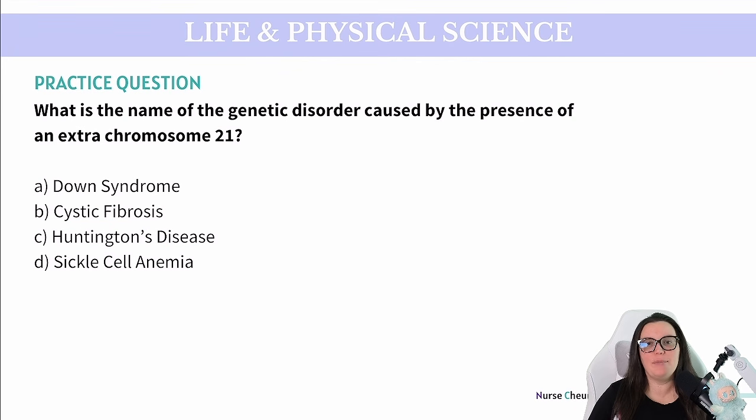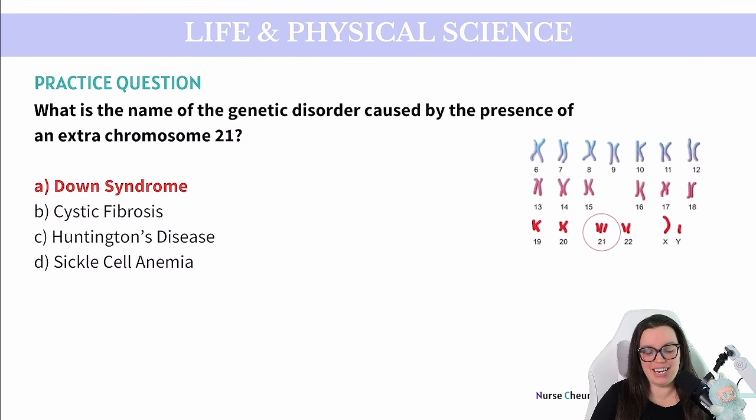So what is the name of a genetic disorder caused by the presence of an extra chromosome 21? Is it Down syndrome, cystic fibrosis, Huntington's disease, or sickle cell anemia? And you've got it. The correct answer is A. It is Down syndrome. Down syndrome is caused by the presence of an extra chromosome known as chromosome 21. And this results in a total of 47 chromosomes instead of the usual 46. With this extra genetic material, it's going to affect physical and intellectual development of the offspring.